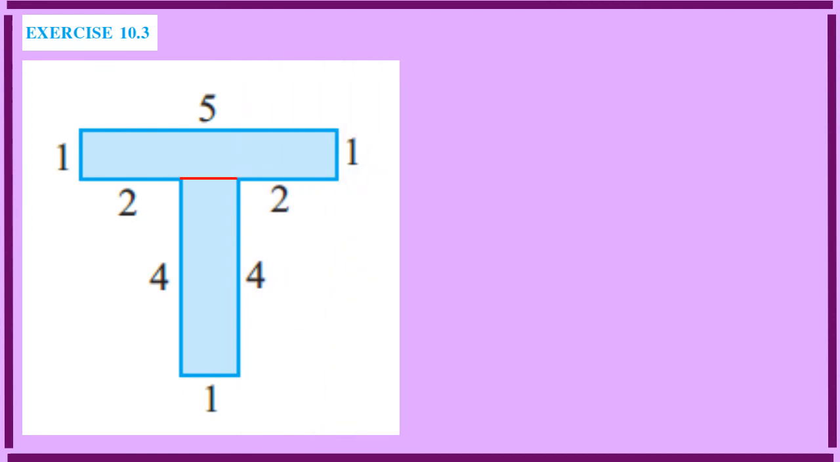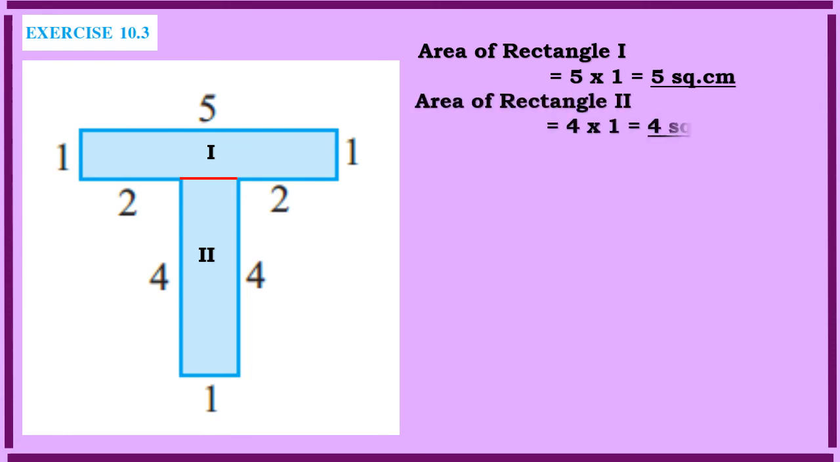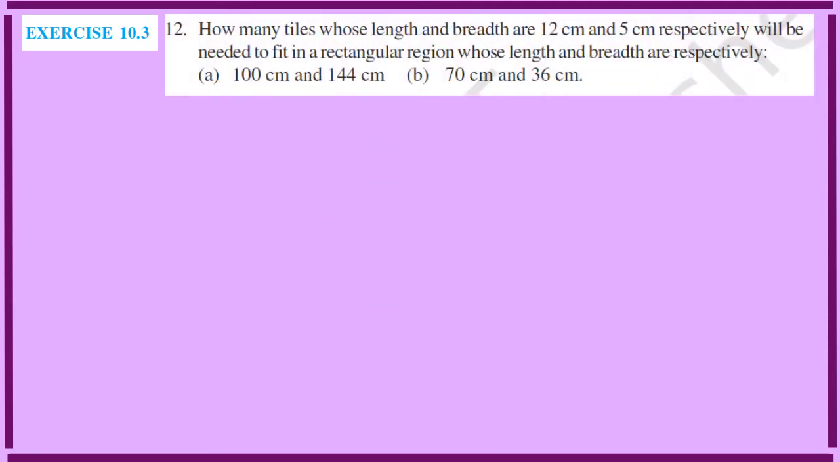Here we can cut like this. So first, second, 2 rectangles. So first rectangle, what is the area? Very, very simple, 5 into 1. And second one, 4 into 1. That's all. So the total area is 5 plus 4 equal to 9 square centimeter. Very easy one. Next question.